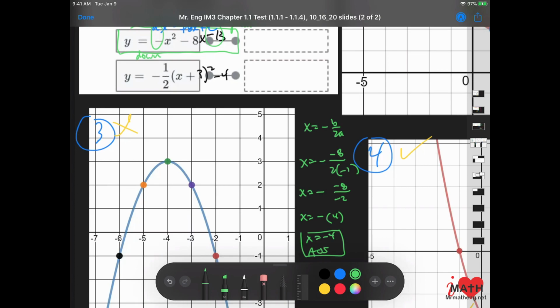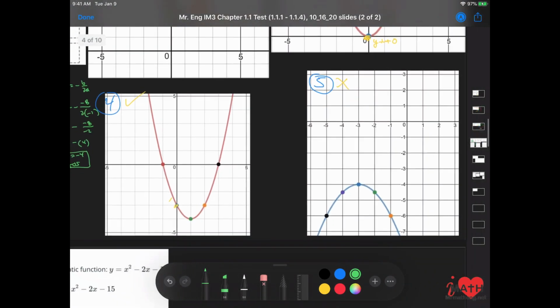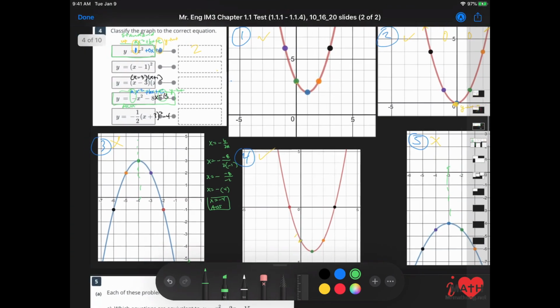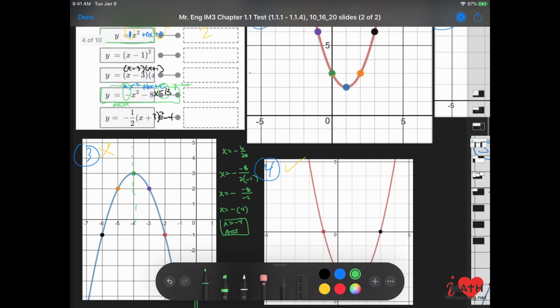Let's see. That one's negative 4, and this one is negative 3. So the answer for the second one, or this one, is going to be graph 3. Okay, let's go through the other ones.